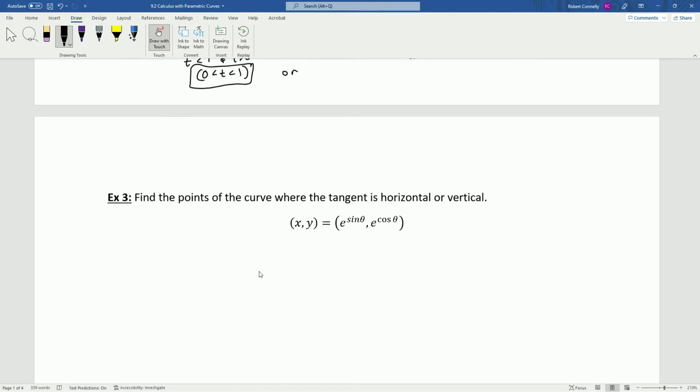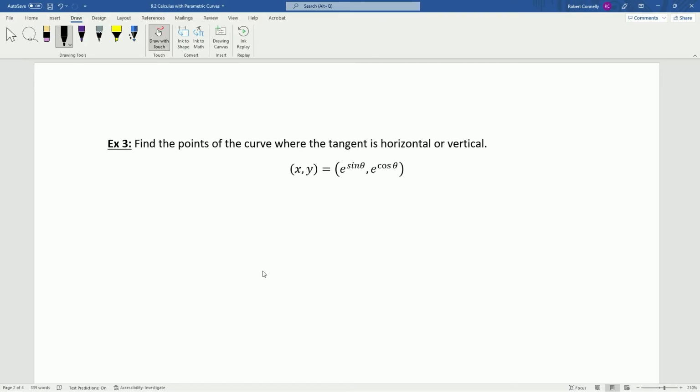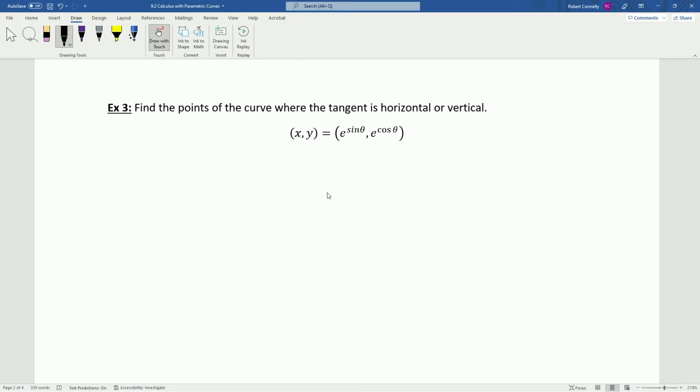Okay, so let's take a look at another example. Find the points of the curve where the tangent is horizontal or vertical. So if the tangent is horizontal, that means that the derivative is 0. And if it's vertical, that means the limit of the derivative is infinity or negative infinity. And generally, we're going to check for that by looking for a place where the derivative doesn't exist. So let's go ahead and start calculating this thing.